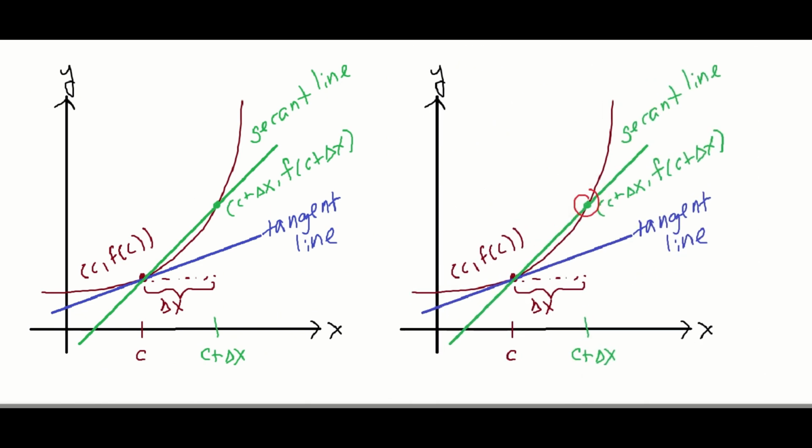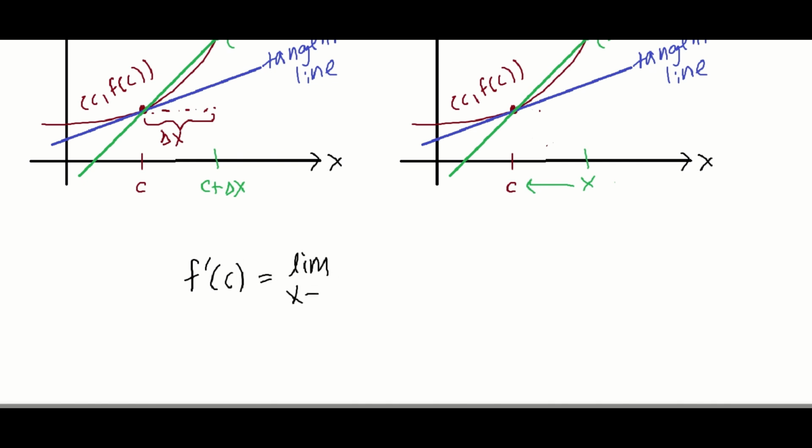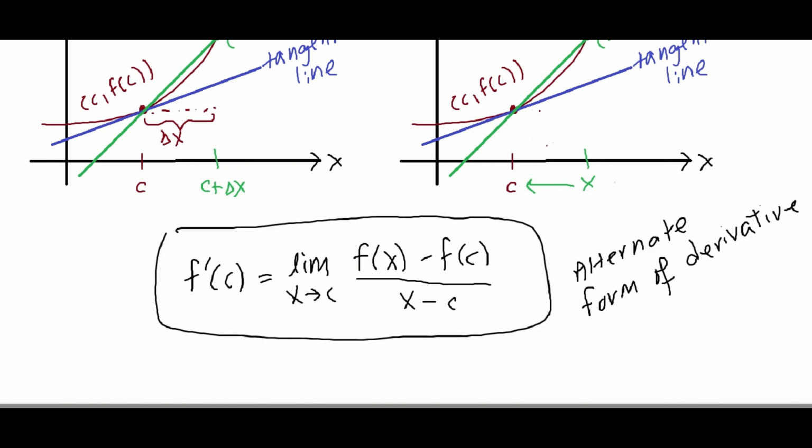Now instead of labeling this point as adding a small nudge in that direction and in that direction, we're just going to relabel it with a point close to c. We'll just call this point x. And we'll relabel f of c plus delta x to just f of x. We get the same concept, except this time we're going to consider the limit as x approaches c. If we do that, we get another common way to write the limit form of the derivative. It goes like this. Again, the concept is the same, except instead of delta x approaching 0, we have x approaching c.